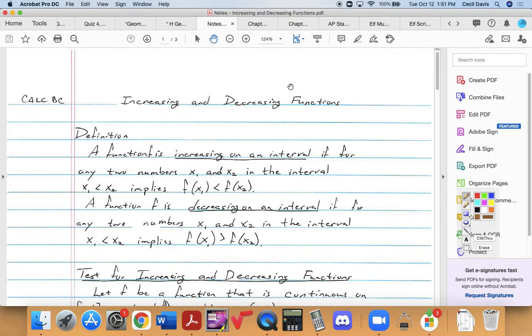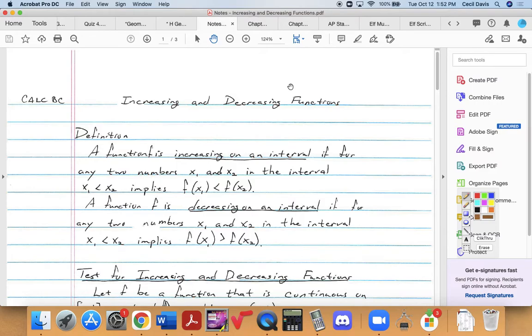All right, today we're going to look at increasing and decreasing functions. Part of this is not calculus at all. It's actually a definition that doesn't involve any calculus. And then part of it is also, well, how do we find local maximums and local minimums?